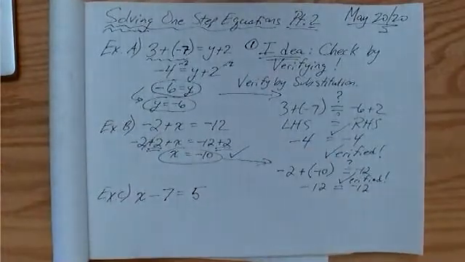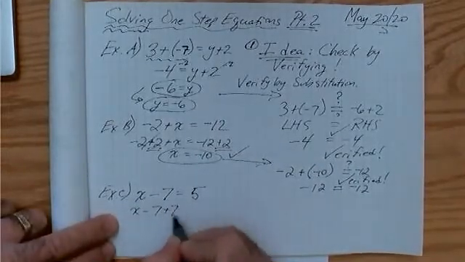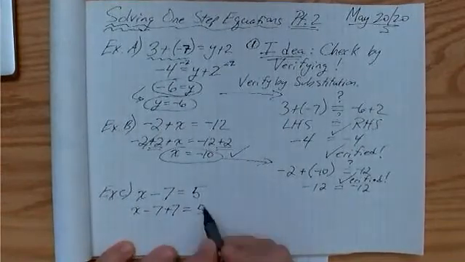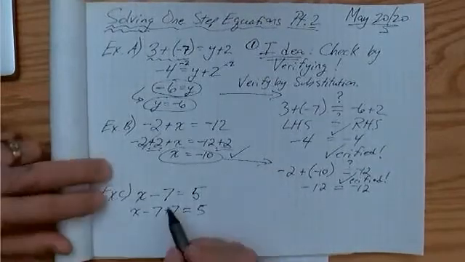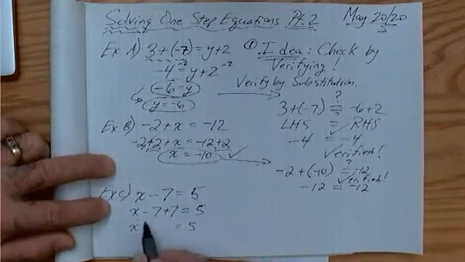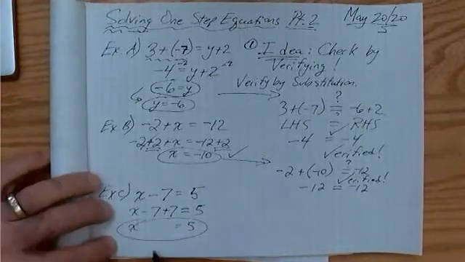Okay, one more example for today. This one's got some subtraction. So x is attached to a negative 7, which means we need to add 7. Okay, we need to add 7. So here we go. We're going to take x is equal to 5 is my solution. That's what I think the answer is.